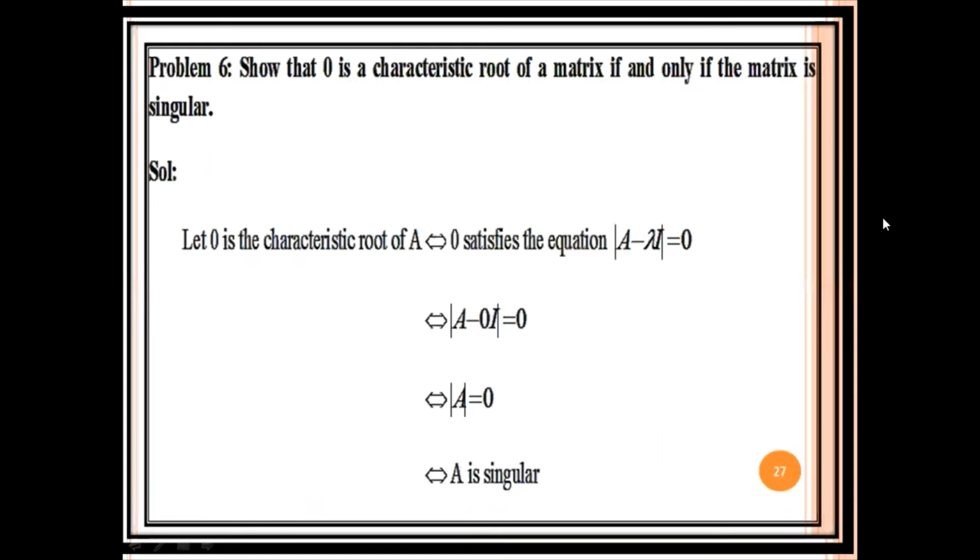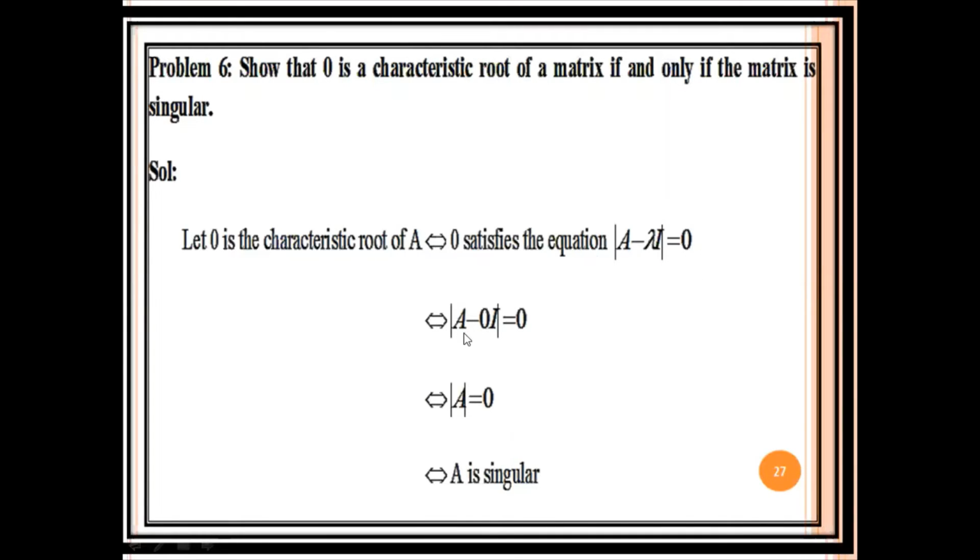Coming to the next identity: show that 0 is a characteristic root of a matrix if and only if the matrix is singular. A matrix is singular means determinant of A is equal to 0. Determinant of A is equal to 0 if and only if 0 is a characteristic root of the matrix, that is, determinant of A minus 0 I is equal to 0. So 0 is a characteristic root of A if and only if 0 satisfies the equation determinant of A minus lambda I is equal to 0.